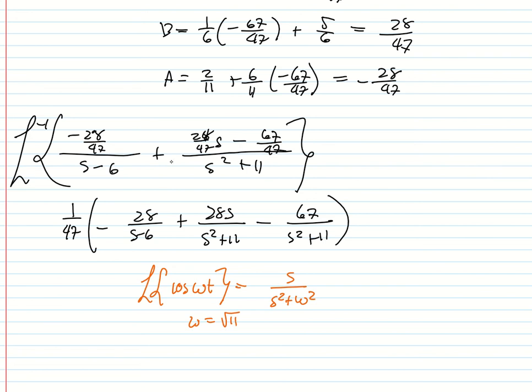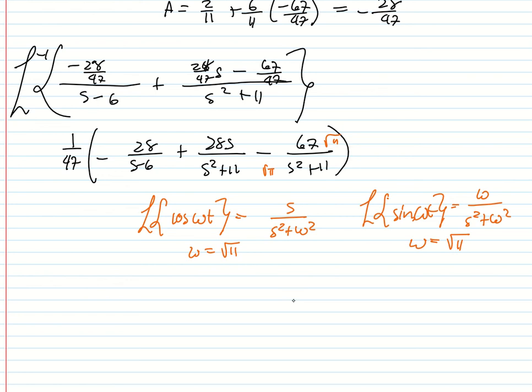For the second one, we use the Laplace of sine omega t, and this is omega over s squared plus omega squared. Our omega is still the square root of 11, but we don't have square root of 11 in the numerator. So we will be multiplying by square root of 11 here, then we divide by square root of 11 here.